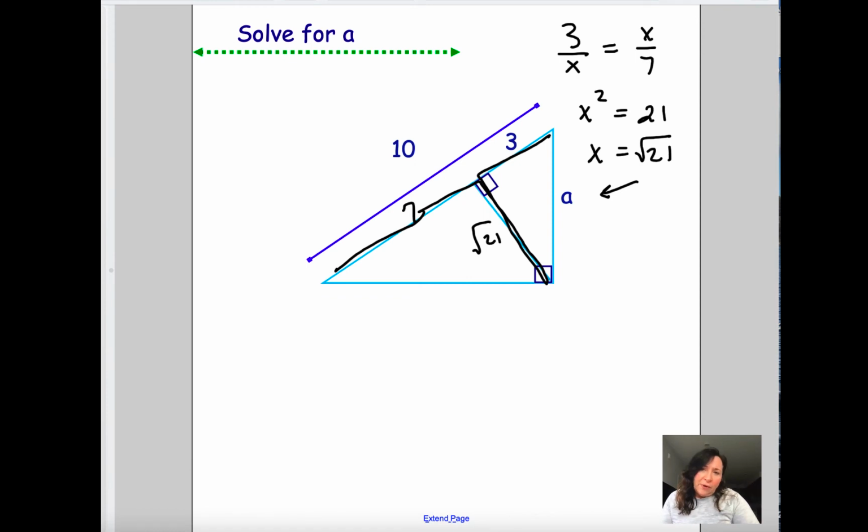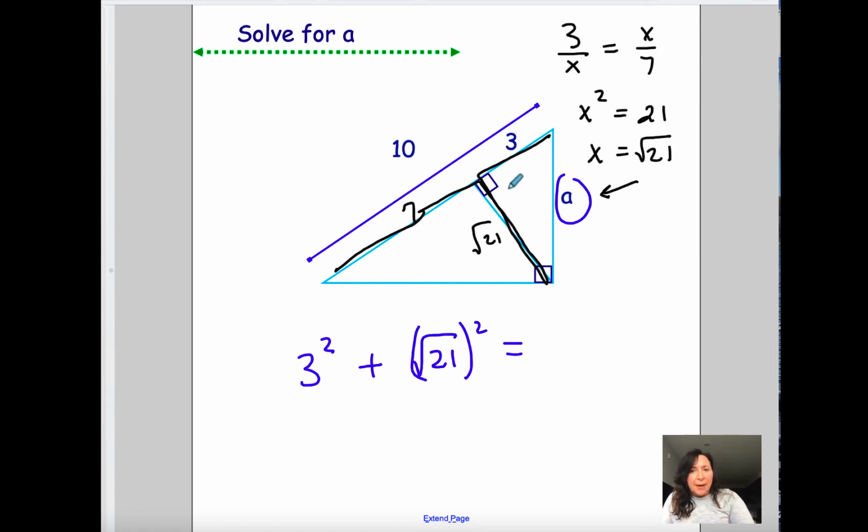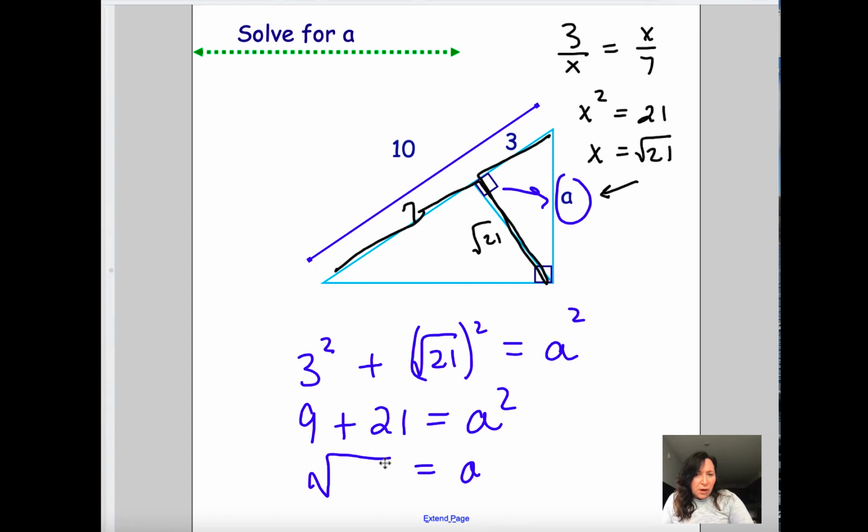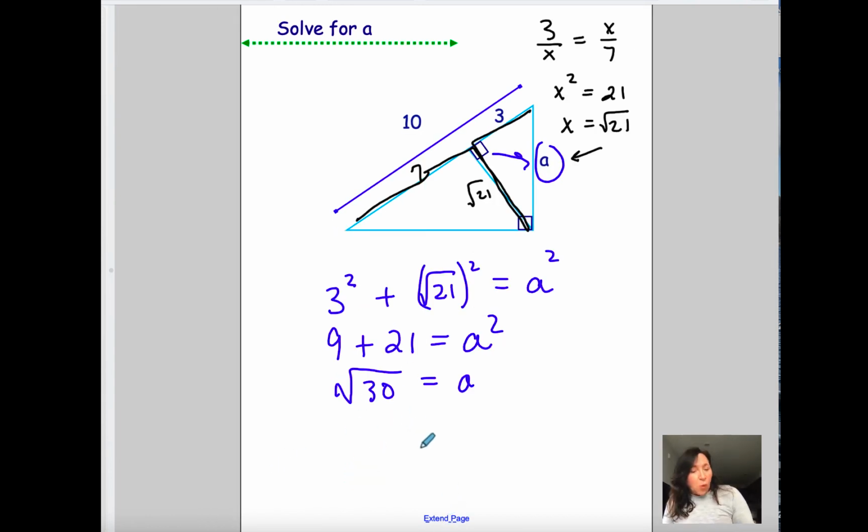So in order to find A now, which is this length, I want to use the Pythagorean Theorem. So I'm going to say length squared, which is 3 squared, plus the square root of 21, squared, is equal to my hypotenuse, A, squared. So we're going to say 9 plus 21 is equal to A squared. So A is equal to the square root of 21 plus 9, which is 30. And is there a number that goes into 30 that is a perfect square? So 4, no. 9, no. So this would be my solution for A.